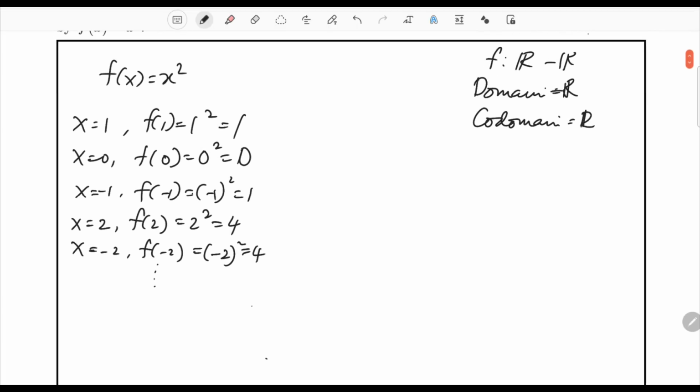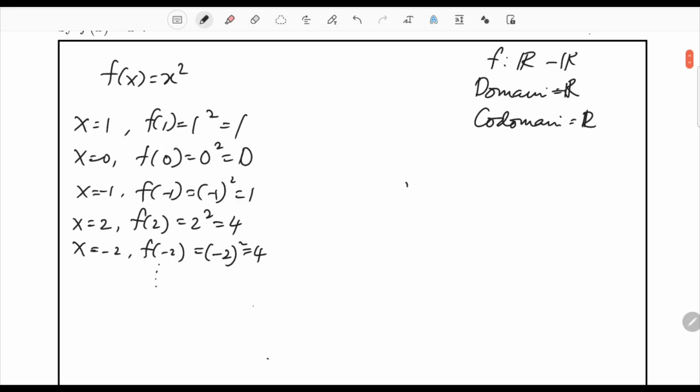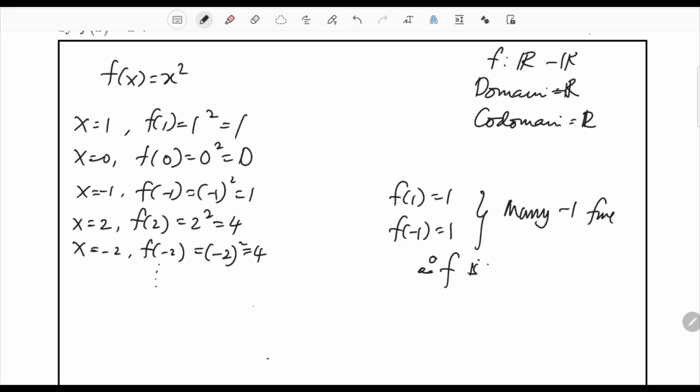From here we can see that f(1) gives 1, and f(-1) also gives 1. So this is a many-to-one function. Hence f is not a one-to-one function.